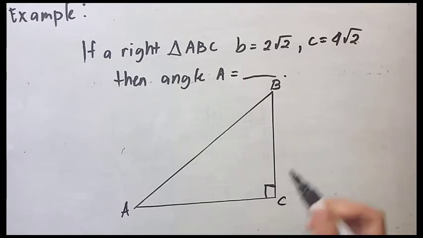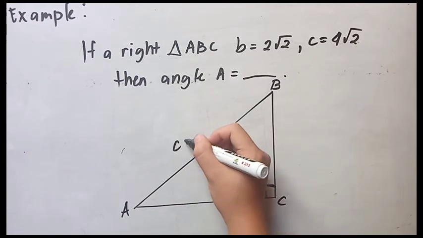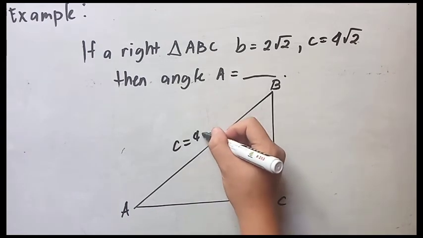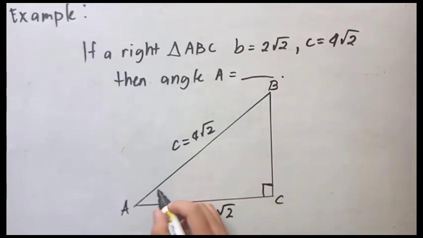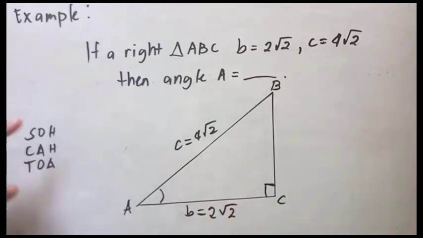And, given that our side C or our hypotenuse is 4 square root of 2, and side B is 2 square root of 2, we are going to find angle A. So, ito yung hinahanap natin. Again, mamimili tayo sa tatlong to kung saan dito yung gagamitin natin na formula in finding angle A.